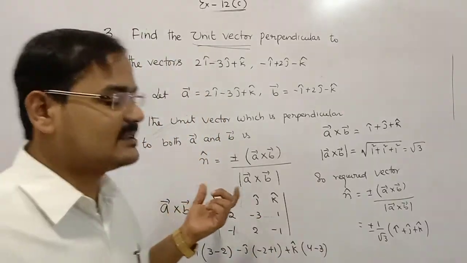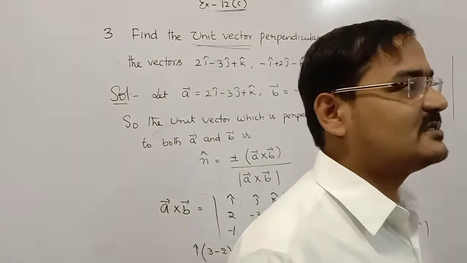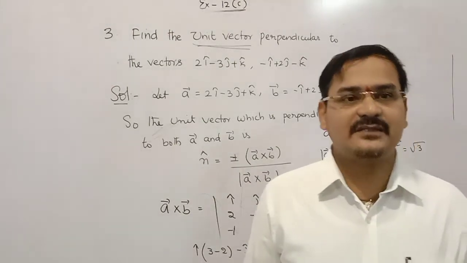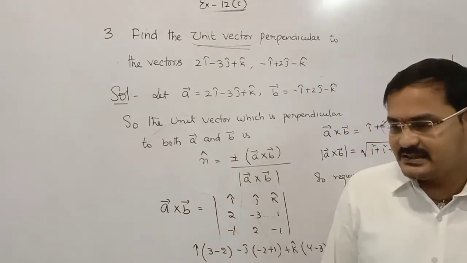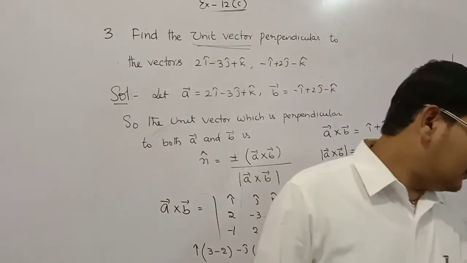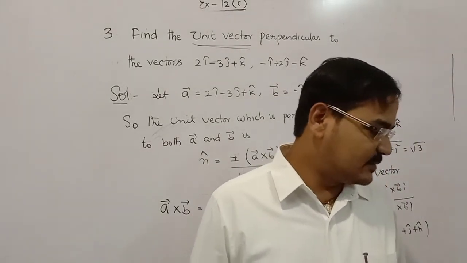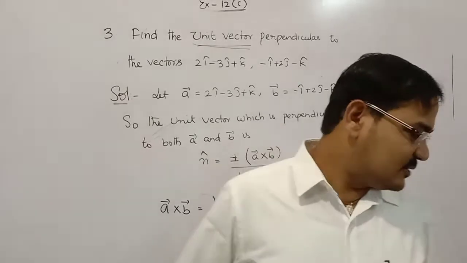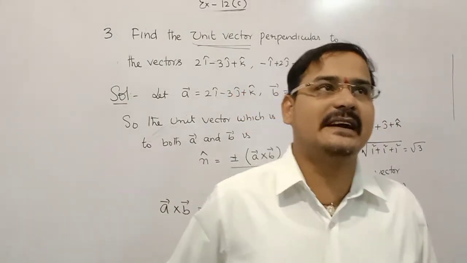So this is the question number 3. The second question is using the cross product in different ways, and the third question is finding the unit vectors. Okay, now we are going to be discussing the fourth and fifth questions. Both questions depend on areas.